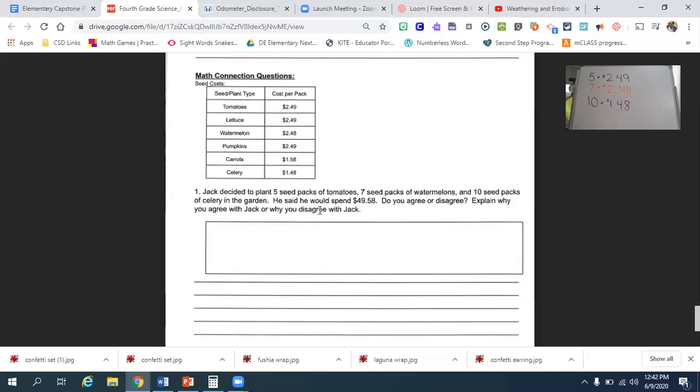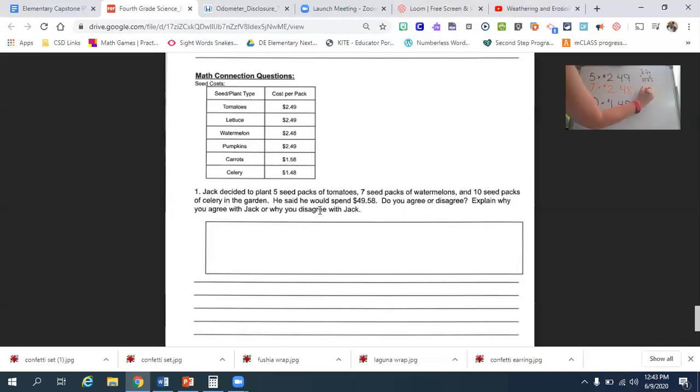So 5 times $2.49. So I can do that over here. $2.49 times 5. 9 times 5 is 45. I need to regroup my 4. 5 times 4 is 20, plus 4 is 24. I put the 2. 5 times 2 is 10, plus 2 is 12. So that's a total of $12.45 for my, what was that? The tomatoes.